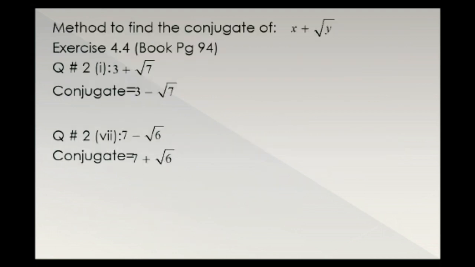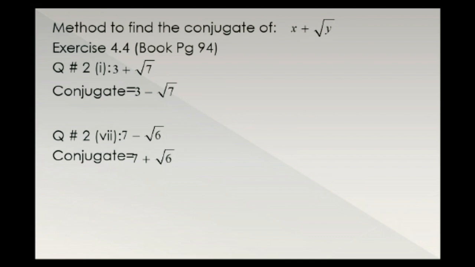Let's have some questions related to finding the conjugate of a binomial surd. In general, questions of the type x plus under root y will be there. So exercise 4.4, book page 94, question number 2, first part: 3 plus under root 7. This is a binomial surd, so we need to find its conjugate. Simply, we just change the symbol. 3 and under root 7 will remain as they are, and it will become 3 minus under root 7.